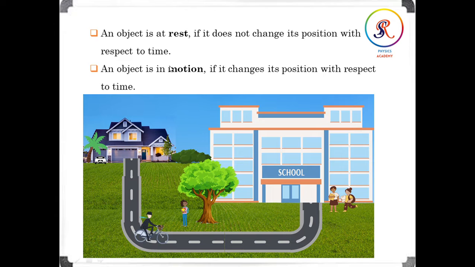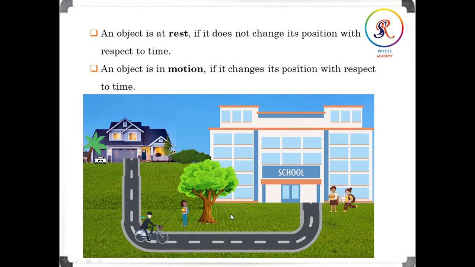When the position of a body continuously changes with respect to time and its surrounding, the body is said to be in motion. In other words, when the position of a body continuously changes with respect to the reference point and time, or any stationary object around the body, it is said to be in a state of motion.